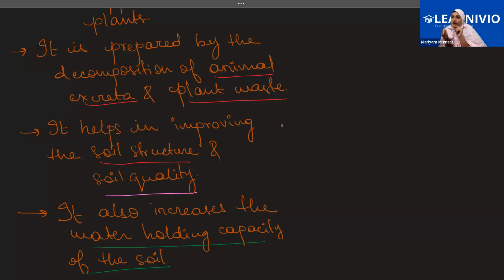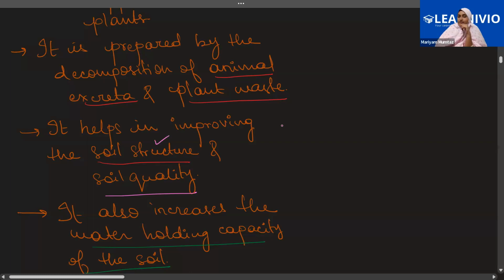And this manure, after that decomposition has been done, the thing that is left is the manure. And this manure is extremely good for the plant, and apart from the plant, it helps the soil also. It helps in improving the soil structure. It makes the soil quality better. And what is a better soil?